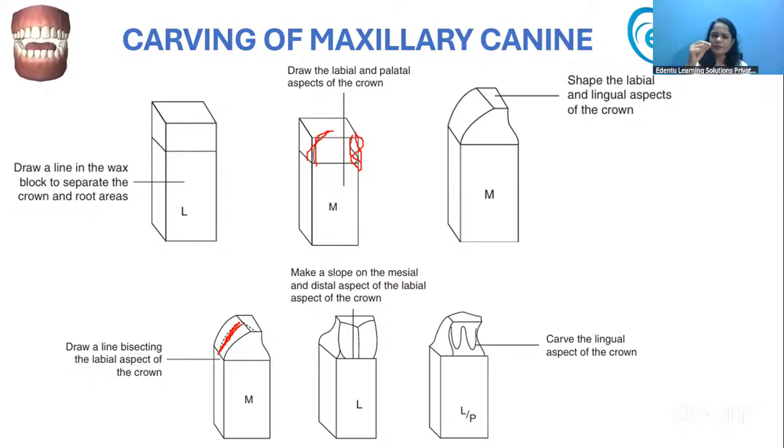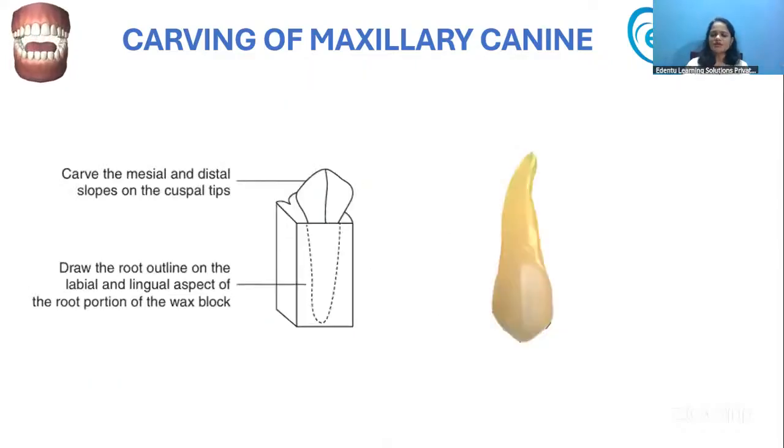Okay, make it smooth. Make the fossa smooth in the lingual area. Now, once the crown is completed, once you finish the labial and the lingual sides, start with the mesial and the distal sides. On the mesial and distal sides, less carving can be done.